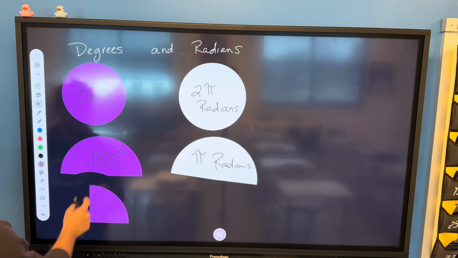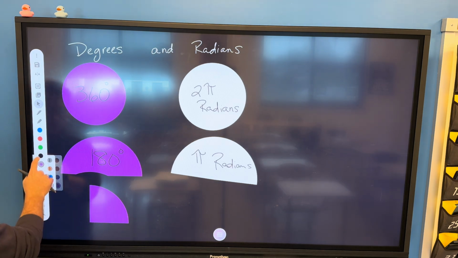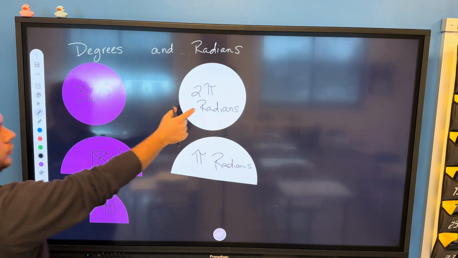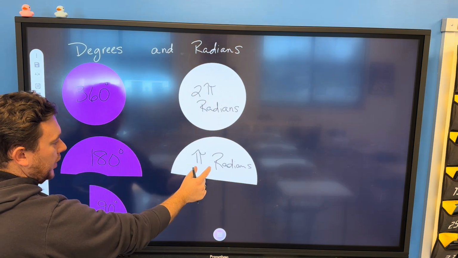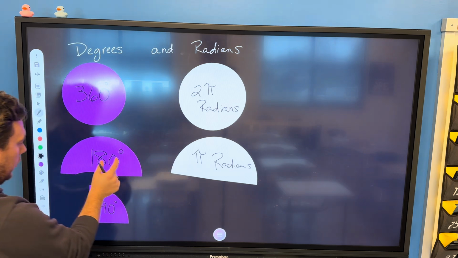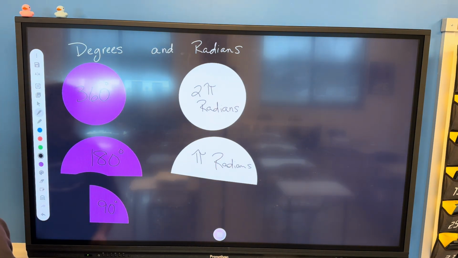So if we cut 360 into 180, and we cut 180 into 90, right? From 2 pi radians, we got 1 pi radian. We divided it by 2. If we're going 180 to 90, that's another division by 2. We're going to divide that pi by 2.